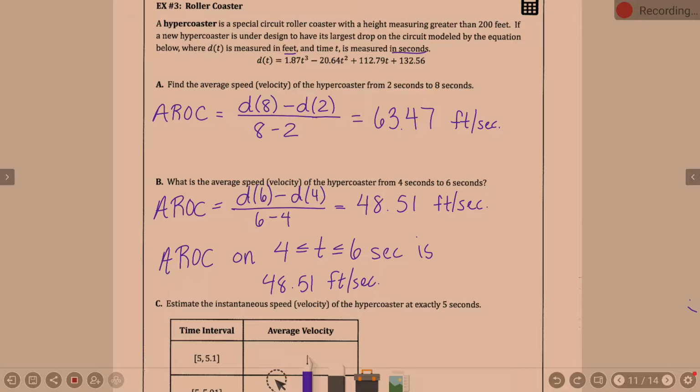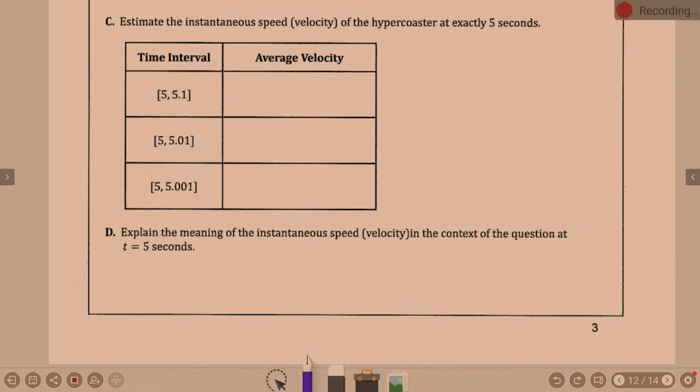Okay, so C. Estimate the instantaneous velocity of the hypercoaster at exactly 5 seconds. So what's set up for us there? A chart, yes? On the first time interval, which is really a big interval for instantaneous, it's 5 to 5.1. So of course you realize that you're doing the function d evaluated at 5.1 minus the function d evaluated at 5, over 5.1 minus 5. Got 3 different ones to fill in there.